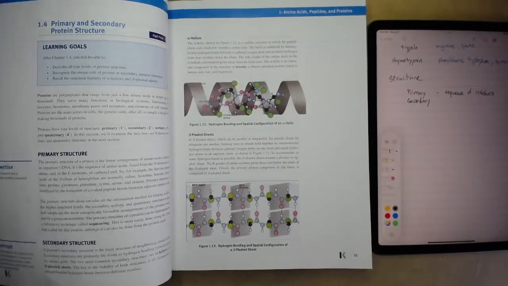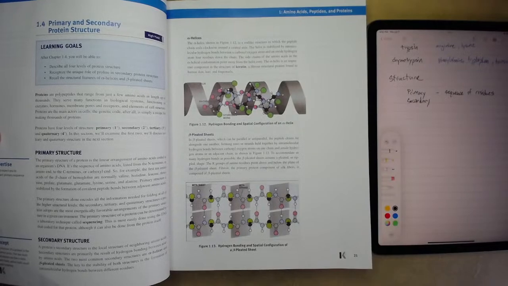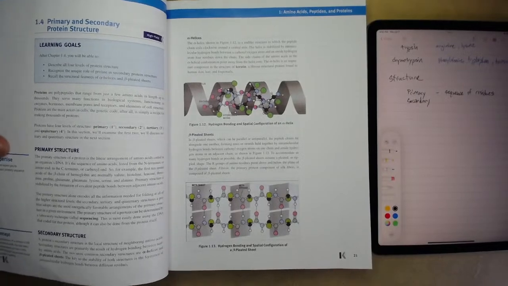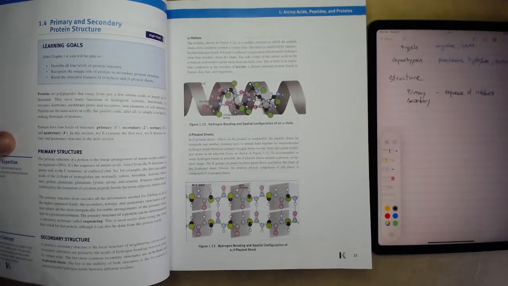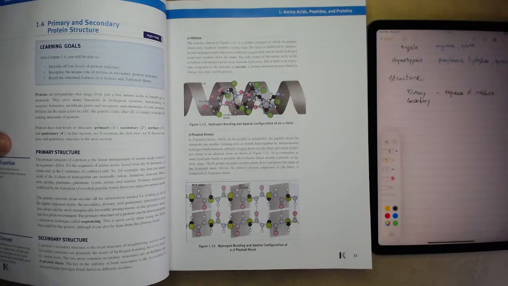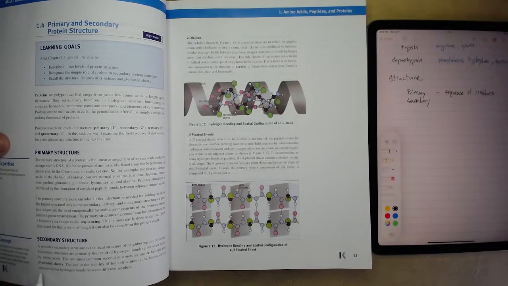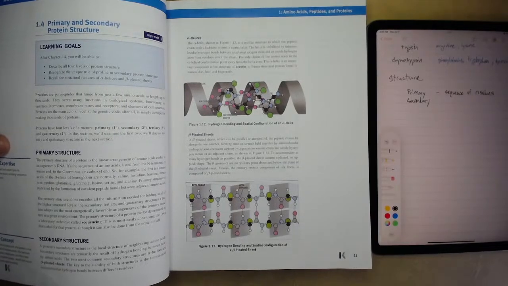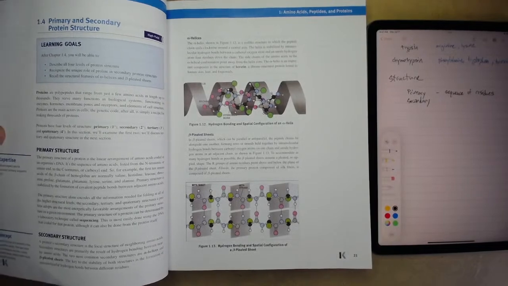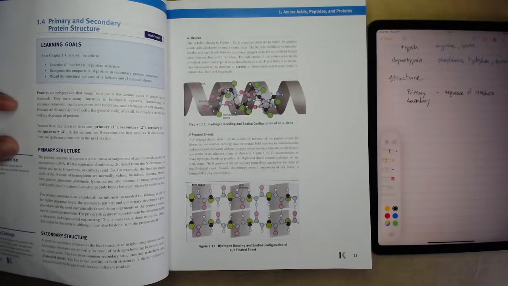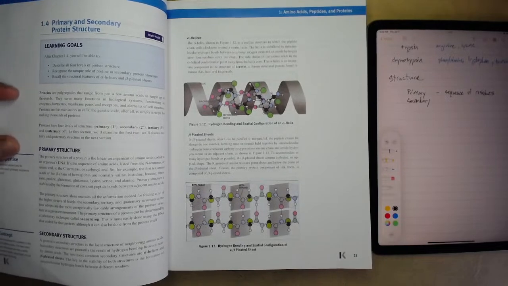Secondary structure. A protein's secondary structure is the local structure of neighboring amino acids. Secondary structures are primarily the result of hydrogen bonding between nearby amino acids. The 2 most common secondary structures are alpha helices and beta-pleated sheets. The key to the stability of both structures is the formation of intramolecular hydrogen bonds between different residues.